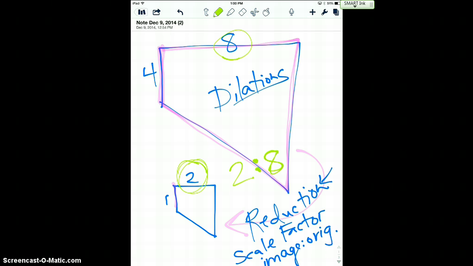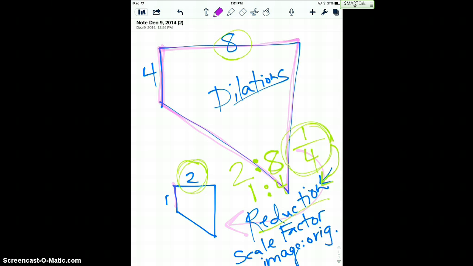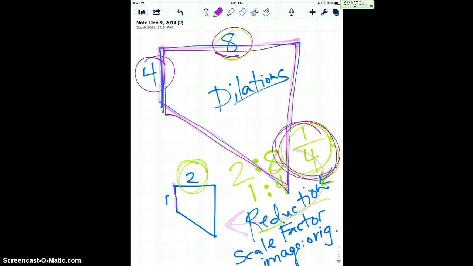Now, could I simplify this scale factor? Yes. It would simplify down to 1 to 4, or if I write that as a fraction, 1/4. So I'm thinking right now that my scale factor is 1/4. To see if that concludes that it should be a reduction, well, 1/4 is less than 1. And now if I actually try it out, I should be able to take my original figure and take each side and multiply them by my scale factor of 1/4 and be able to get to my image.